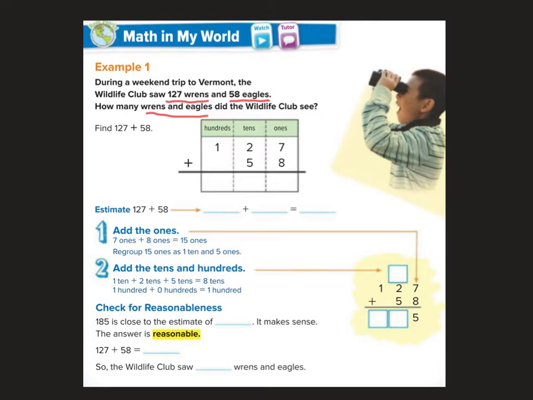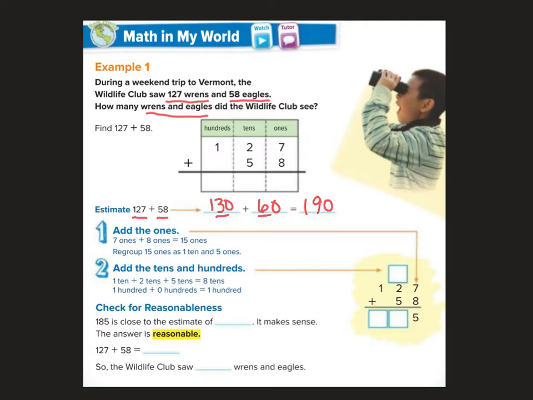Our first step is going to be to estimate our numbers here. So we'd say 127 is really close to 130. Now, if you chose 100, would you be wrong? No, of course not. We're estimating. We just want to pick numbers that are close. And I would say 58 is close to 60. Okay, so now if I were going to find what is 130 plus 60, I'd add my tens. 3 and 6 makes 9, and 100. So I should get an answer that is close to 190.